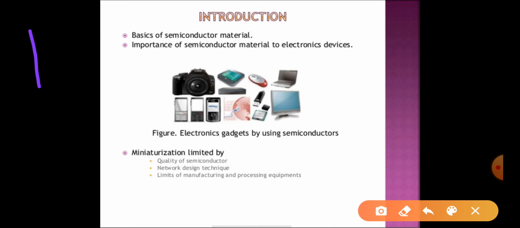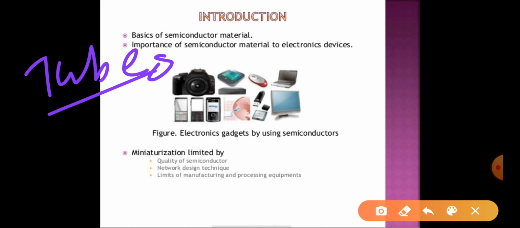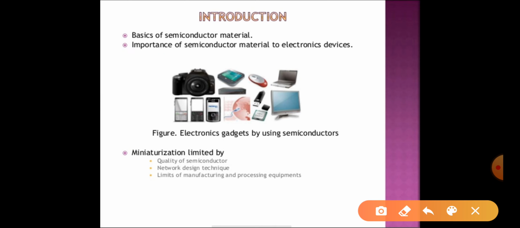Okay, this all happens due to the invention of the semiconductor. Before semiconductors we were using tubes, microwave tubes, for the construction of the device. Now semiconductor materials are used. Miniaturization means the big things are converted into small things. This miniaturization is limited by the quality of semiconductor material, design structure, network design techniques, and limits of manufacturing processing equipment. Some limitations are there in how we obtain this process.